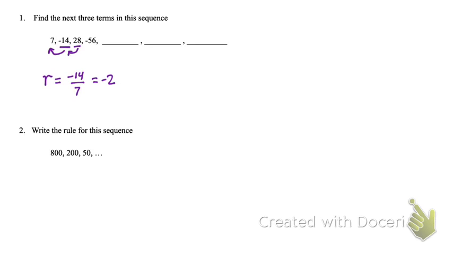We could do 28 divided by negative 14. Or we could do negative 56 divided by 28. And notice how in each one of them, one of the numbers is positive and one of the numbers is negative. So in each one of them, we will get negative 2 for our R value. And when we see that we have a positive number, then a negative number, then a positive number, then a negative number, that's kind of a pattern in itself. So that has to continue.